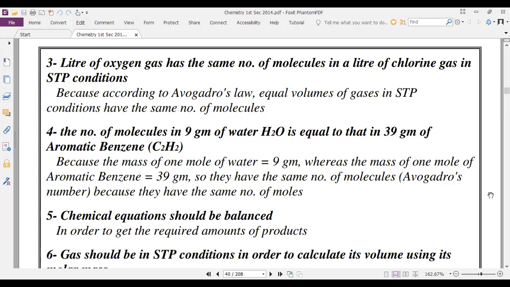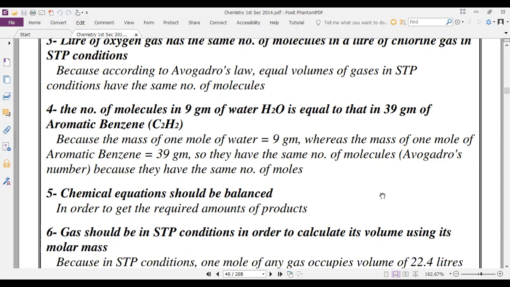Yes, number 4. The number of molecules in 9 grams of water, H2O, is equal to the number in 39 grams of aromatic benzene, C6H6, because the mass of 1 mole of water is 18 grams, whereas the mass of 1 mole of benzene is 78 grams. They have the same number of molecules according to Avogadro's number, because they have the same number of moles. Okay, equal. Number 5.